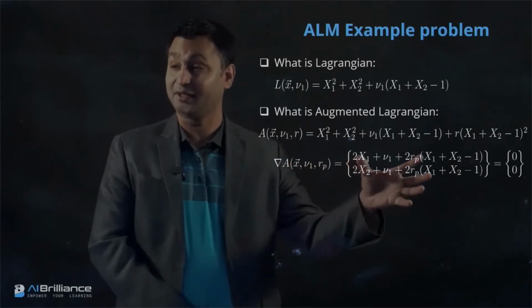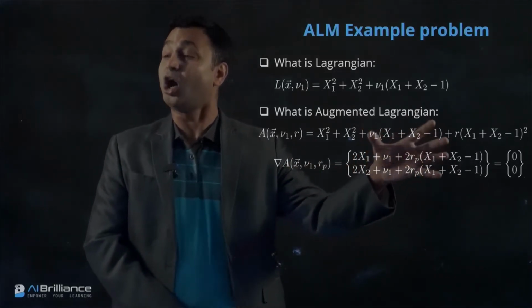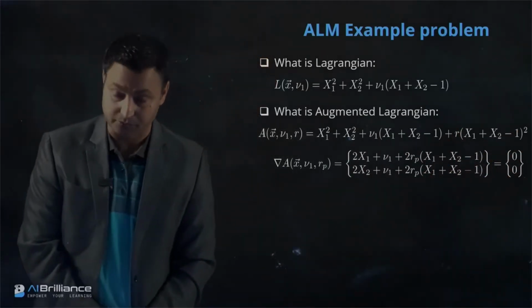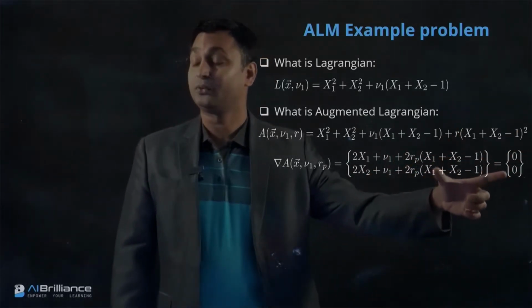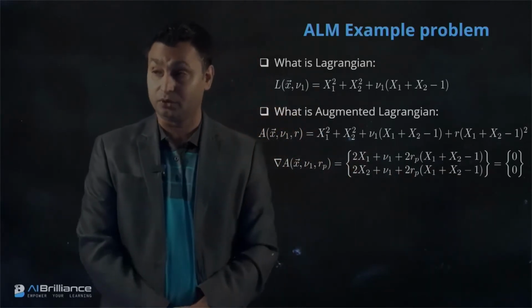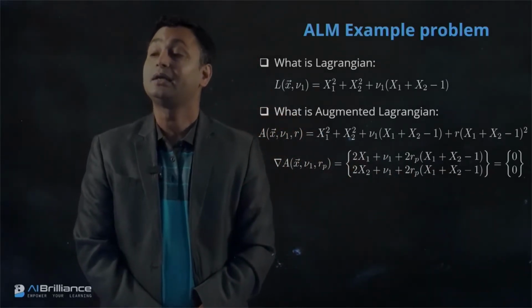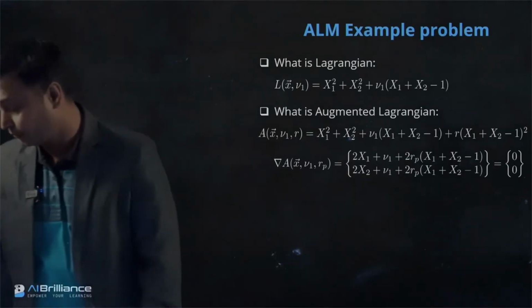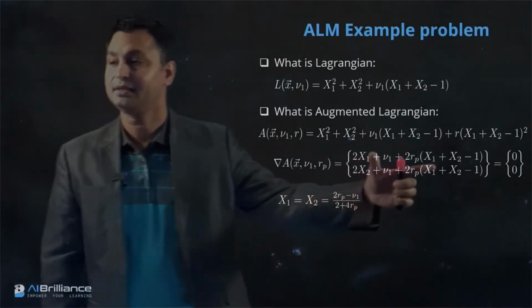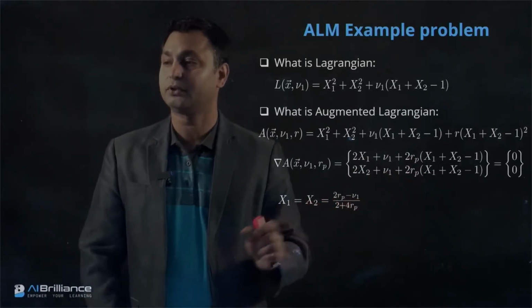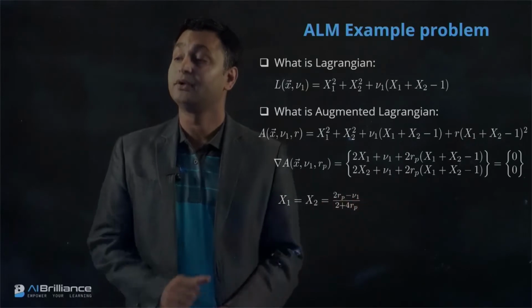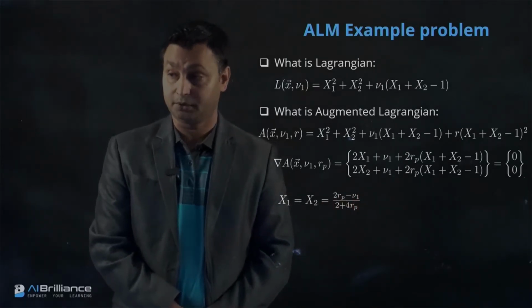I'm taking a semi-analytical approach to solve this problem. The analytical part is where I take the derivative of the augmented Lagrangian and equate it equal to 0. So I have two equations. I can solve these and eliminate two of the variables, and have an iterative loop just to optimize for nu1 and rp, which I will show you quickly. From these two equations I get x1 and x2 equal to (2rp minus nu1) divided by (2 plus 4rp). That will be the solution.